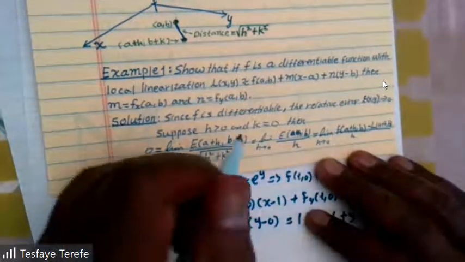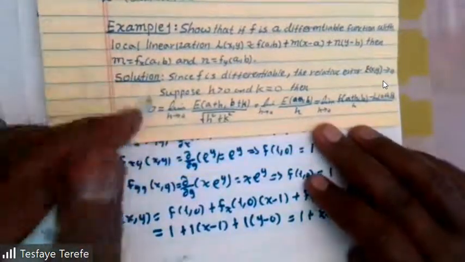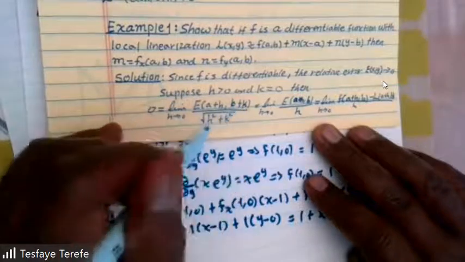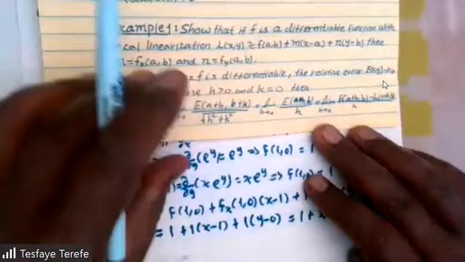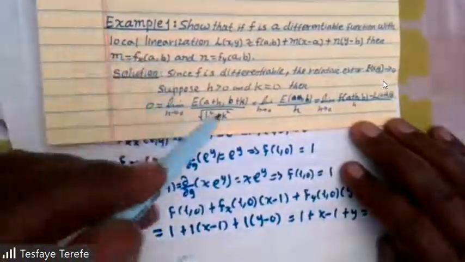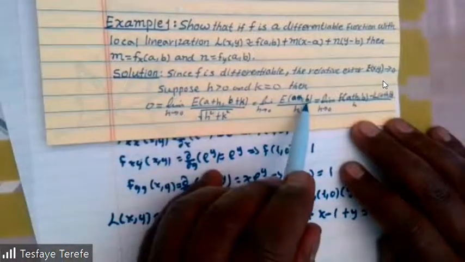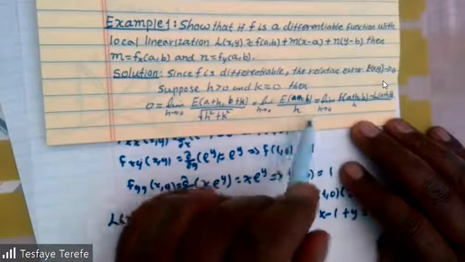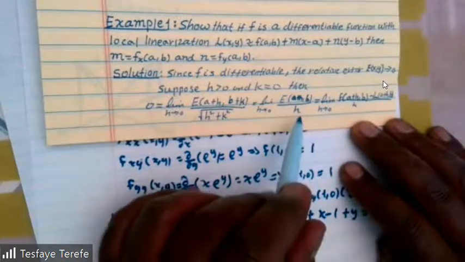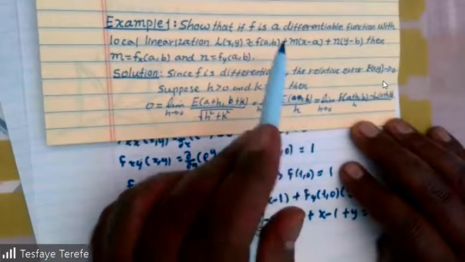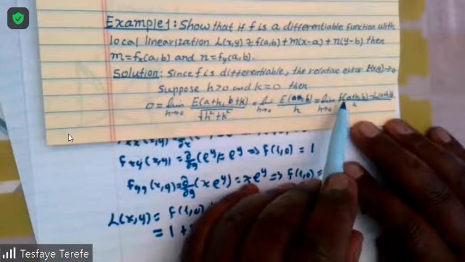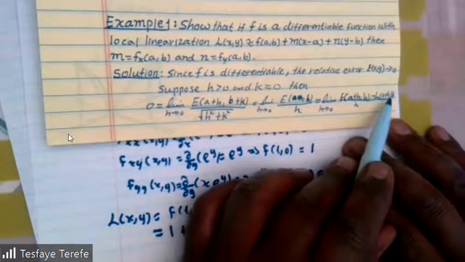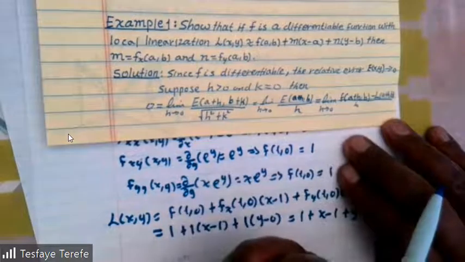Suppose h is positive and k is equal to 0. Then the limit equals 0, with the expression E of (a plus h, b plus k) over the distance. This is the formula which I will use. Because k is 0, we have (a plus h, b) over h. This error is the same as the difference between the function value f of (a plus h, b) and the linearization at (a plus h, b), over h.